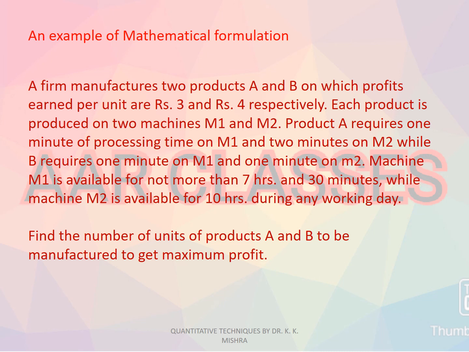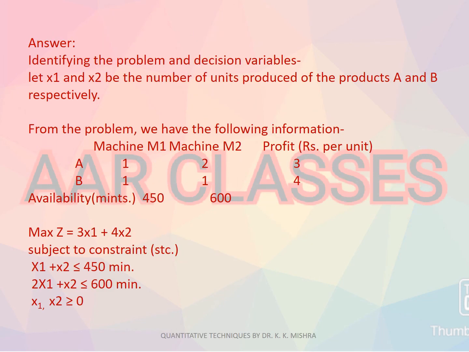So this is the problem, written here in language form. Otherwise, normally you will get the problem already formulated. Here we will learn how to formulate the problem. As I told you, first you go to the problem and identify the decision variables, and you can note down the variables in raw form as shown here, by assuming that x1 and x2 are the number of units produced of the products A and B respectively.